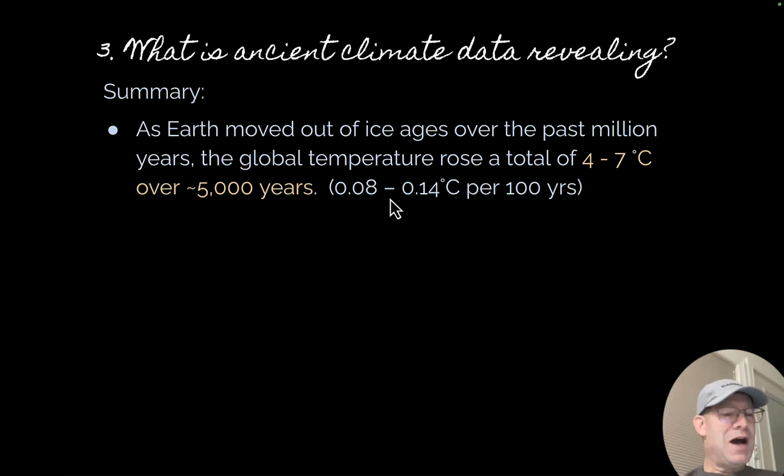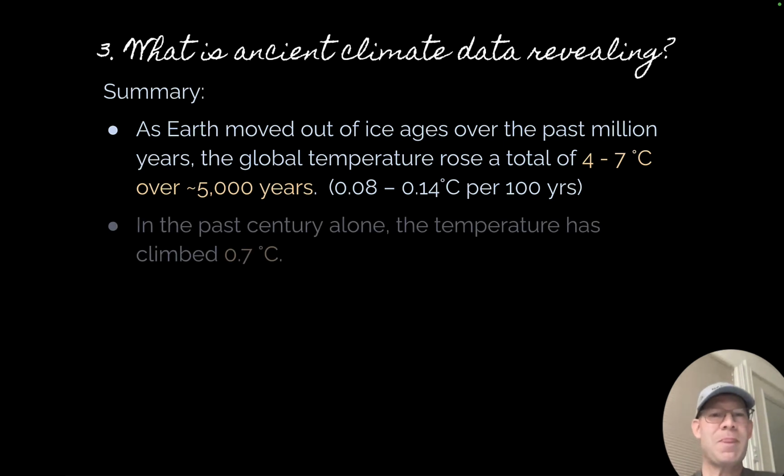So that's going to be about, this is the next two blanks, 0.08 to 0.14 degrees Celsius per 100 years. So if what we're seeing now is a normal trend, we should see it going up 0.08 to 0.14 degrees Celsius every 100 years. Because one of the arguments is, well, every time we come out of an ice age, the temperature increases. And that's true. Okay. In the past century, when we should be seeing these type of numbers, the temperature has climbed 0.7 degrees Celsius. So that's your next blank, the 0.7 degrees Celsius.